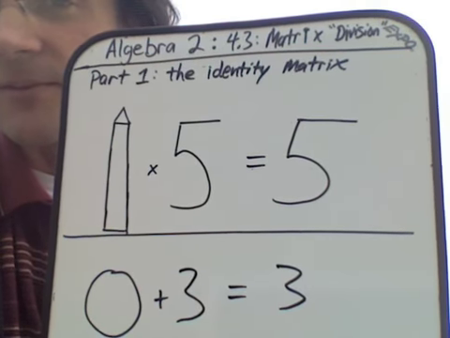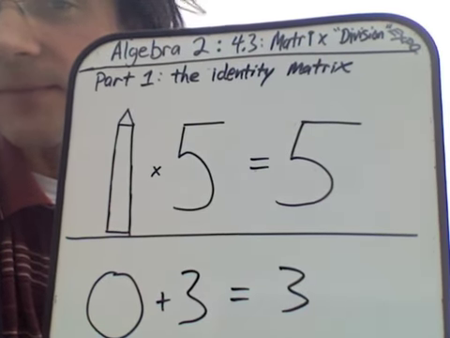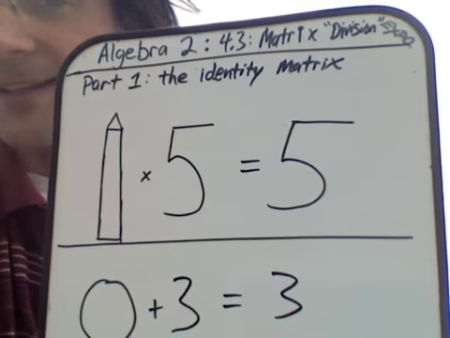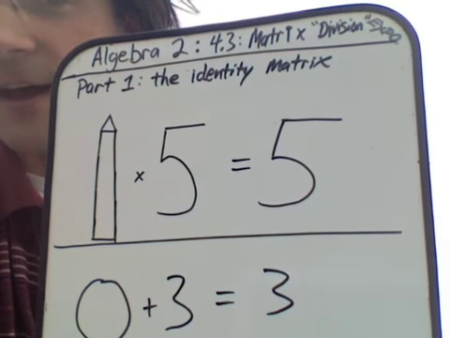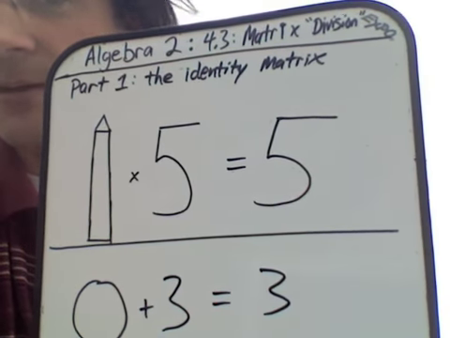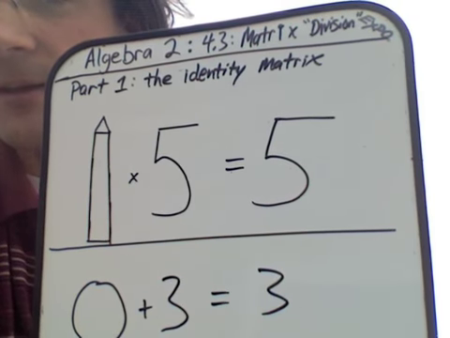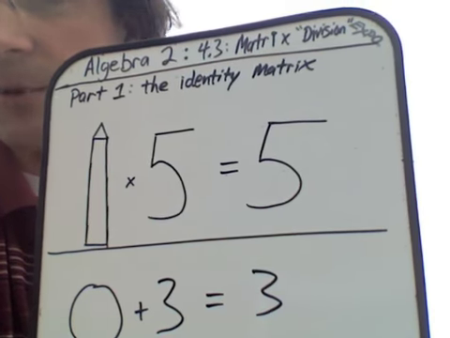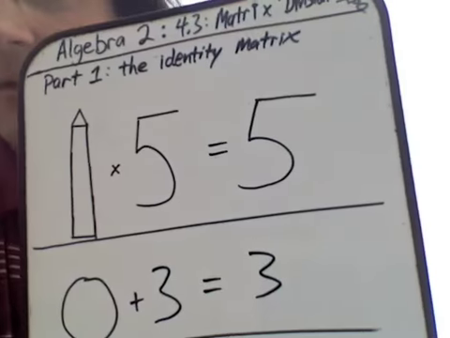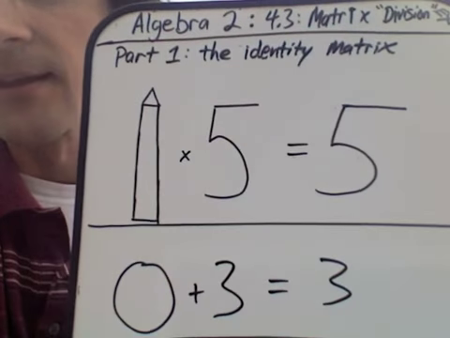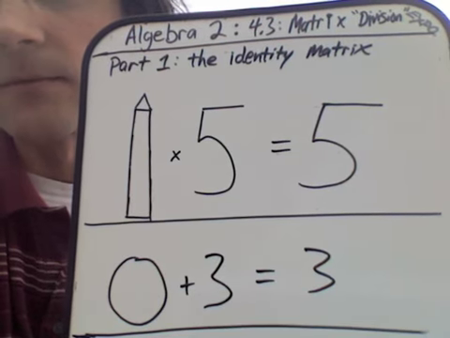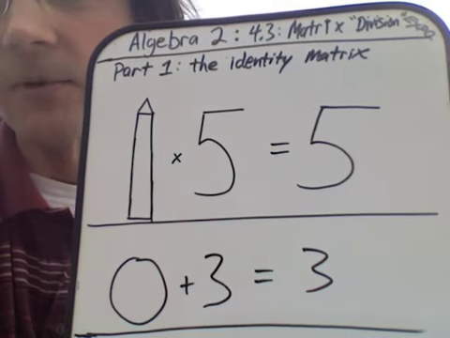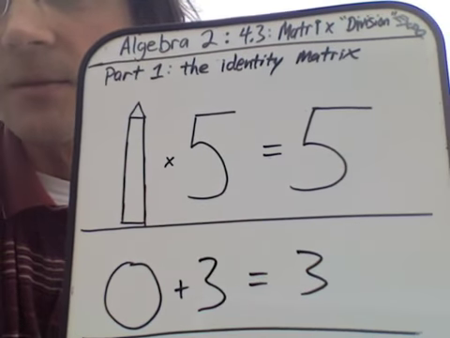Okay, we need to learn about something called the identity matrix. So before we get there, let's talk about other kinds of identity things. 5 times 1 gives us 5, right? And so we call 1 the identity number for multiplication. And of course, as you know, for addition, the identity number is 0. 0 plus any number preserves the identity of that number, just like 1 times the number preserves the identity of that number.